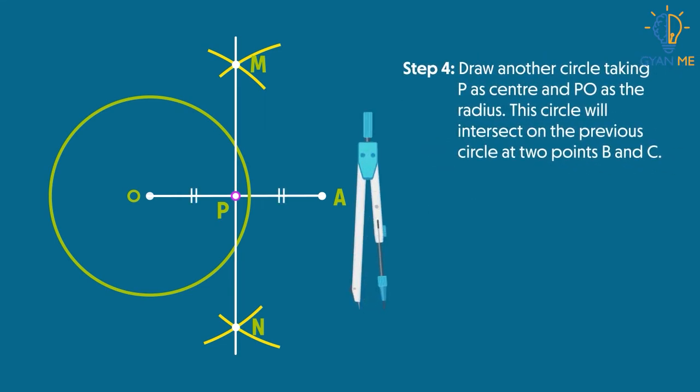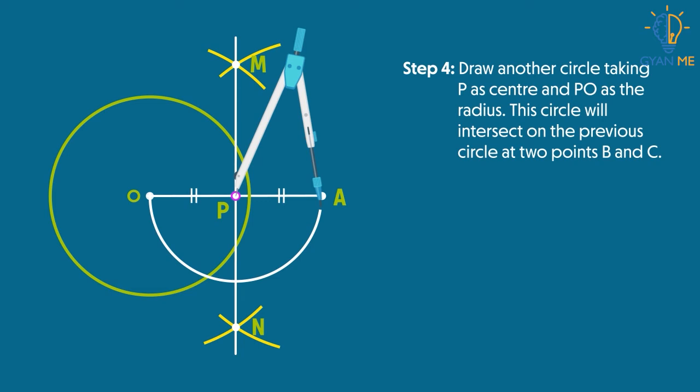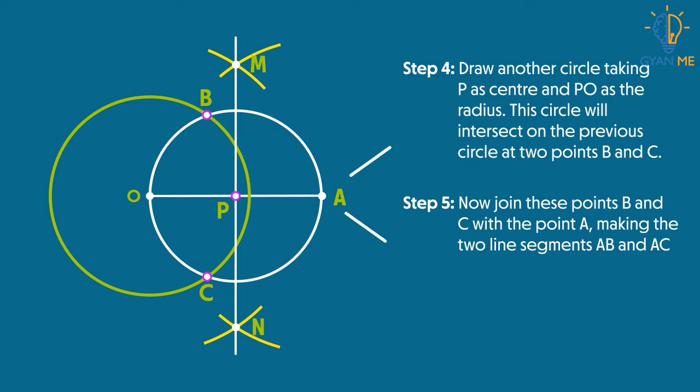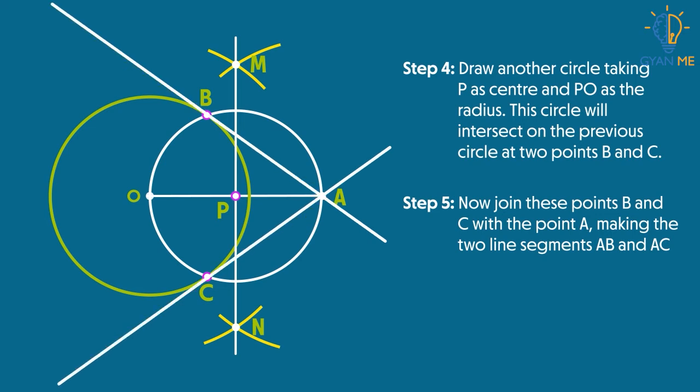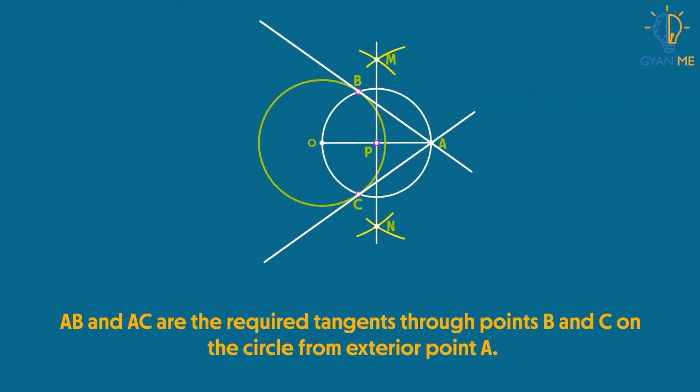Step 4. Draw another circle taking P as center and PO as the radius. This circle will intersect the previous circle at 2 points B and C. Step 5. Now join these points B and C with the point A, making the two line segments AB and AC. These are the required tangents from the exterior point A. Thus, AB and AC are the required tangents through points B and C on the circle from exterior point A.